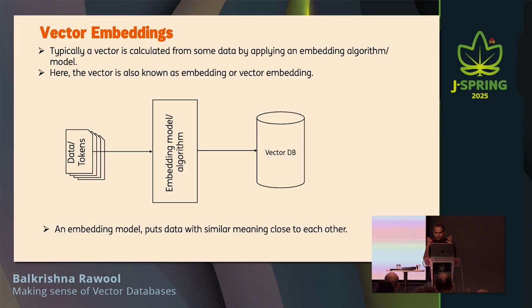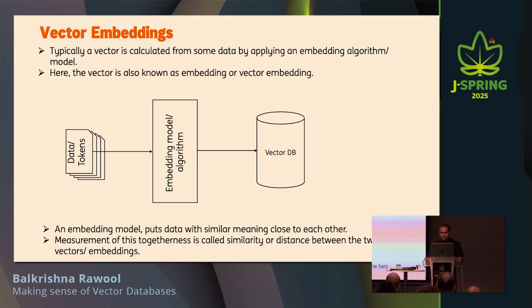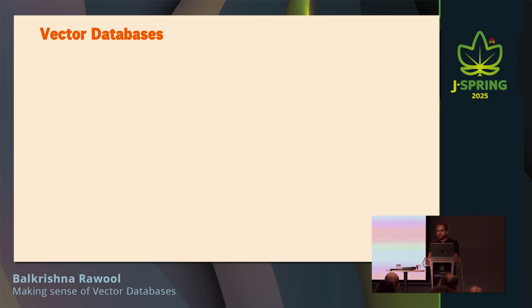Now, a good embedding model puts data with similar meaning close to each other in the vector space. And the measurement of this togetherness is called as similarity or distance between two vectors or two embeddings. And we'll discuss more about this in later part of this talk. But now let's look at what is a vector database.